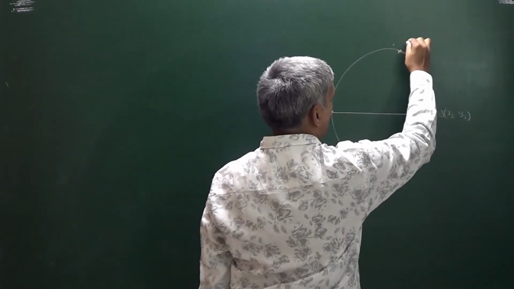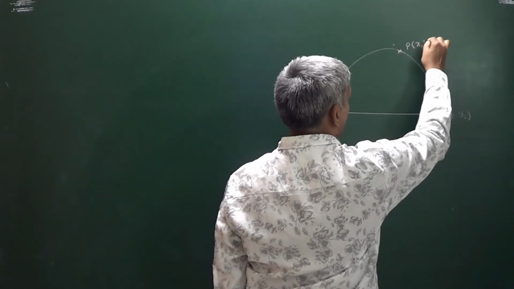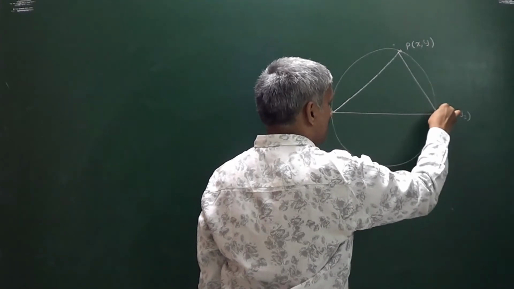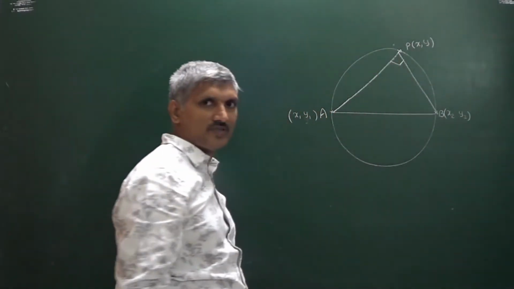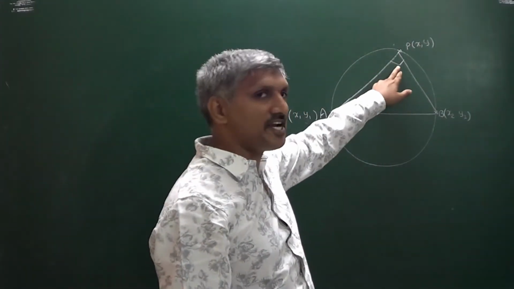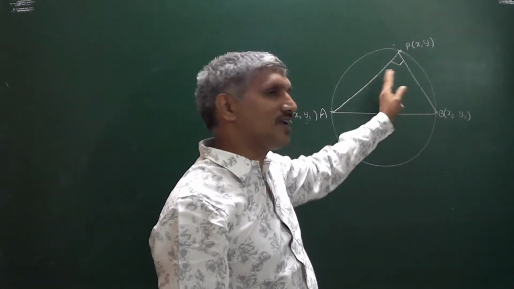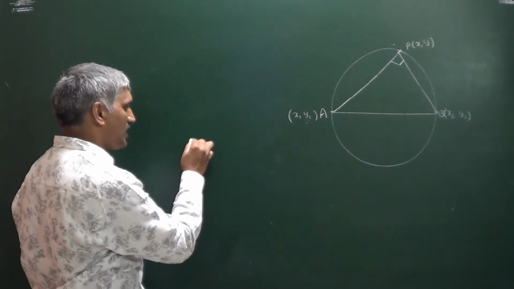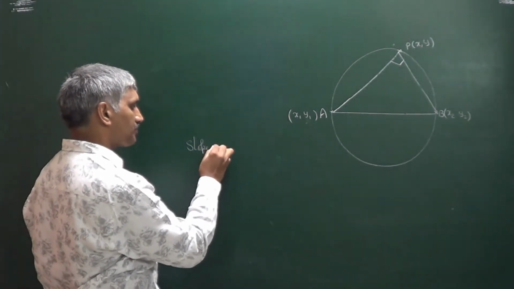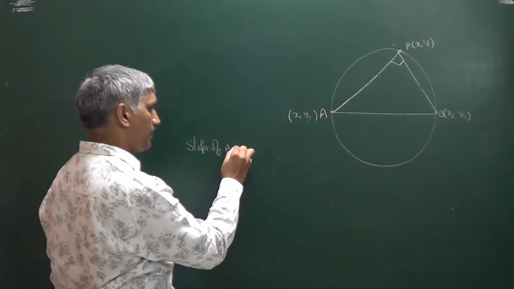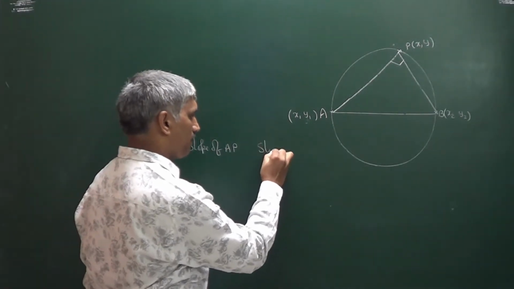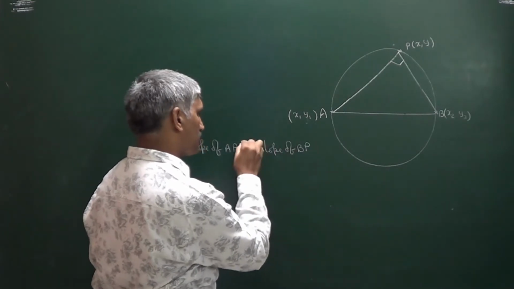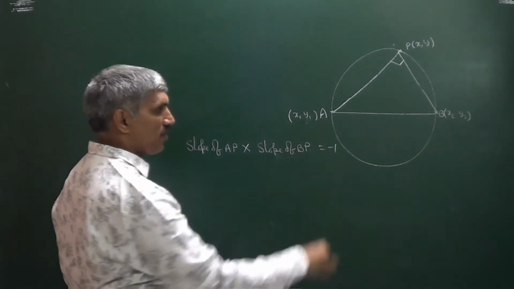That's why I am taking one point P on the circumference of the circle. You know very well, this angle is 90 degrees, right? So this angle is 90 degrees. That means these two are perpendicular. But if those two are perpendicular, what can we say? The slope of AP and the slope of BP multiplication must be equal to -1, or not.